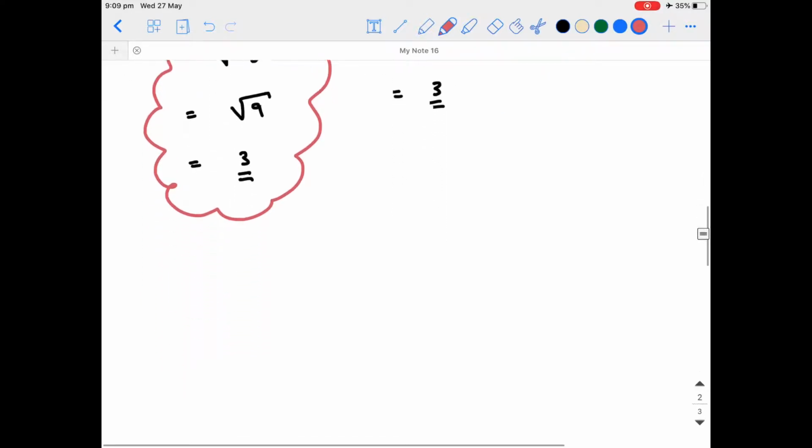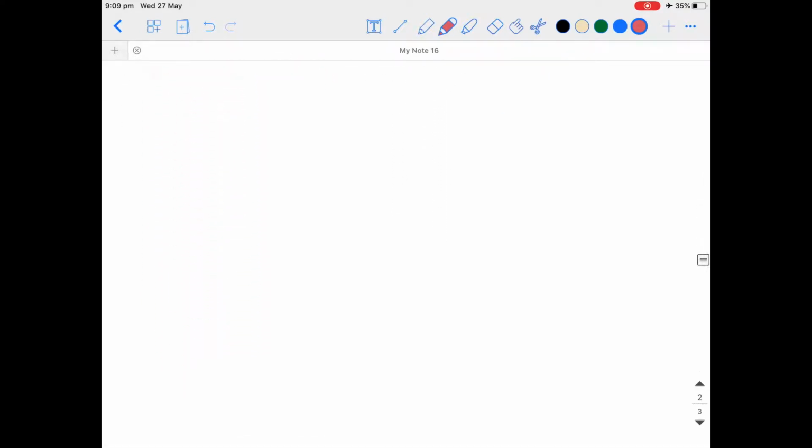Now, if we consider different numbers, so let's go for example 5, the square root of 64 divided by the square root of 81. We could take that under one root sign and we could look for a common factor between 64 and 81. But what many of you will realise is that 64 and 81 are both square numbers.